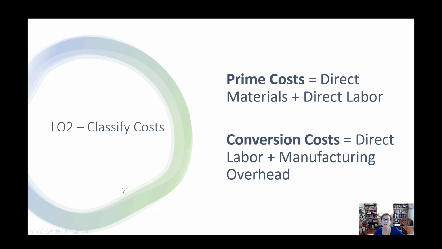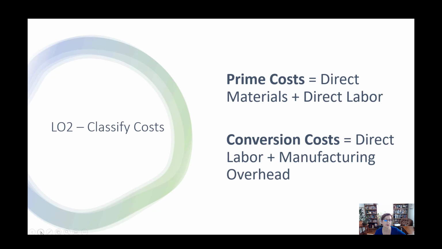All right, so now let's look at prime costs versus conversion costs. These are just another way of classifying costs. Prime costs are just your direct materials plus your direct labor. And conversion costs are the cost to convert raw materials to a finished good. So conversion costs would be direct labor plus the overhead.